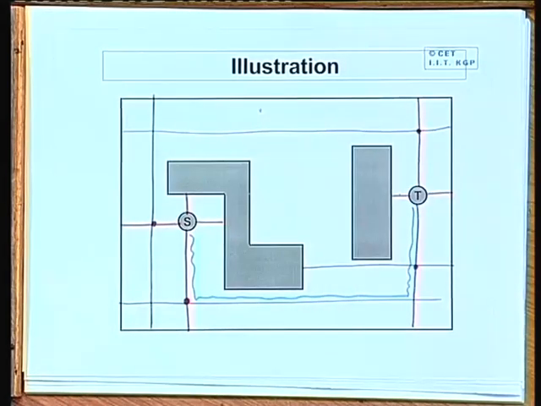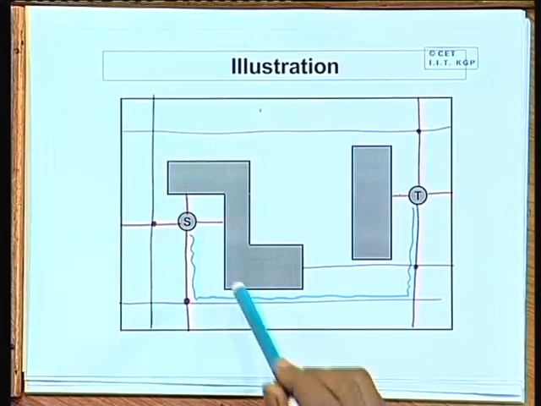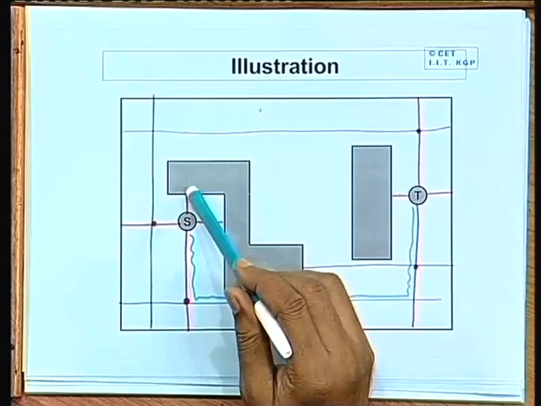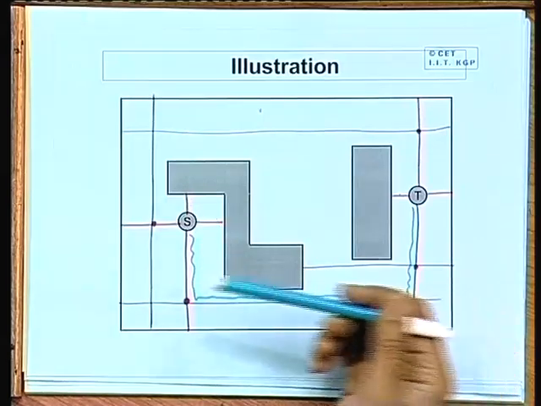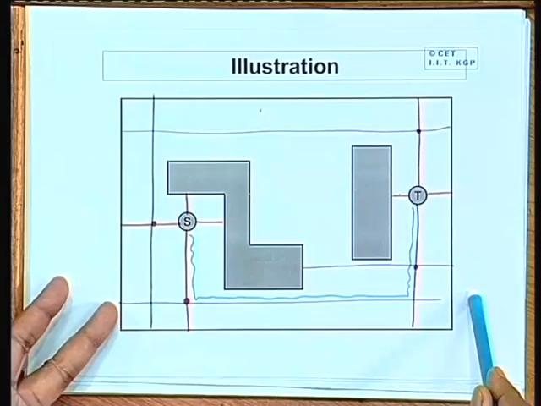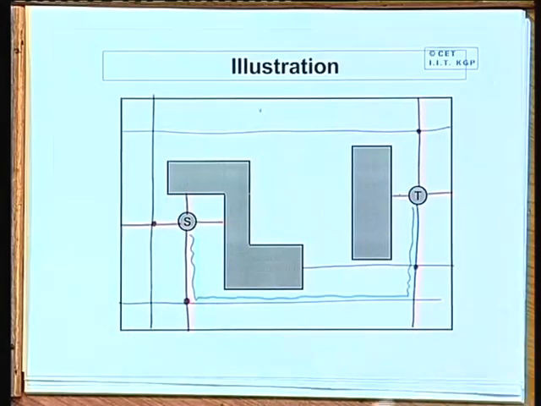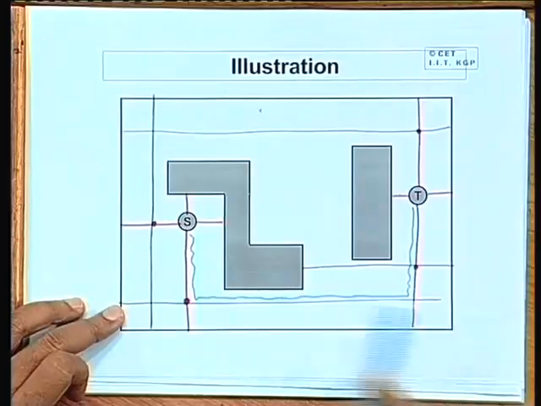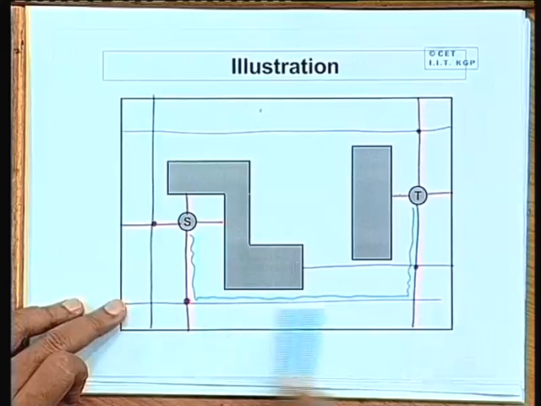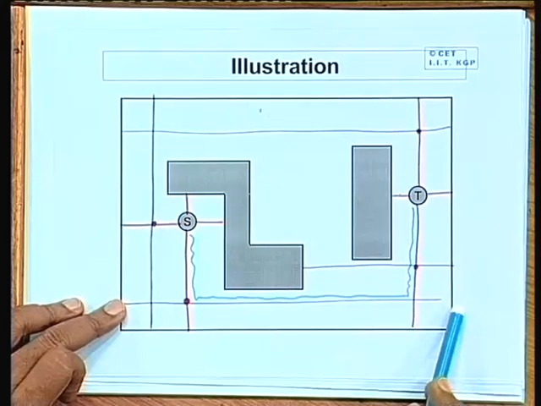Should we expand only those lines which hit the obstacle, and what about those? See, we only expand those lines which hit the obstacle, because the other lines are already extended along their length. If there is an intersection, they will intersect anyway. So we need not worry about the other lines. They have been explored to the maximum possible extent.